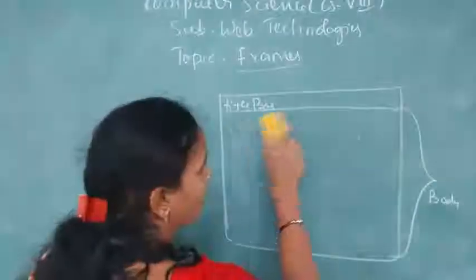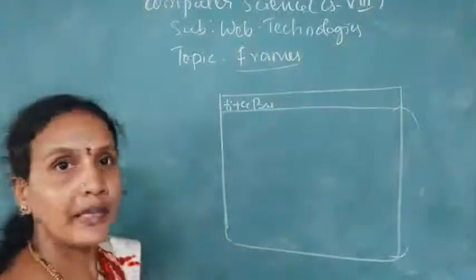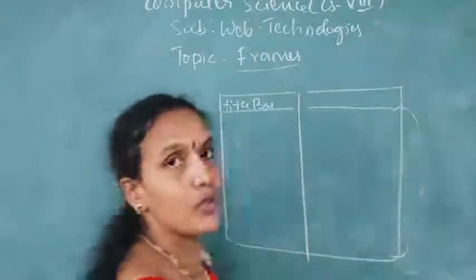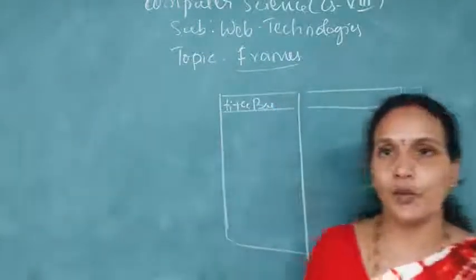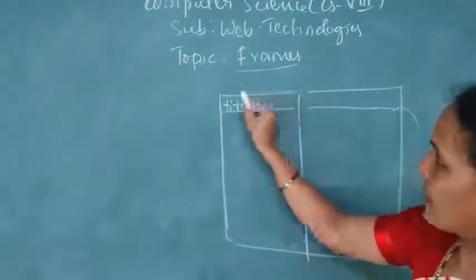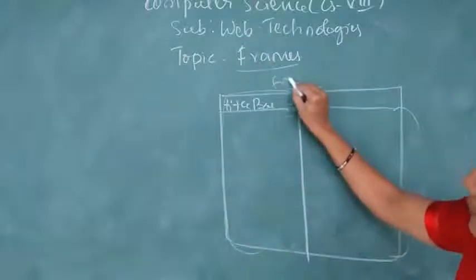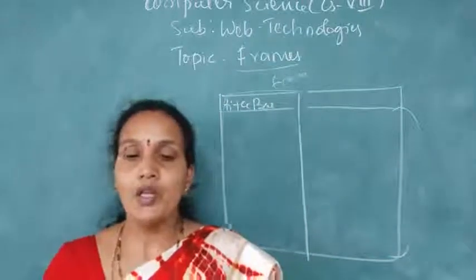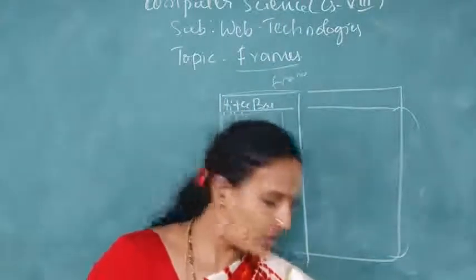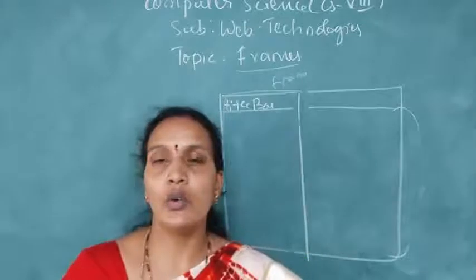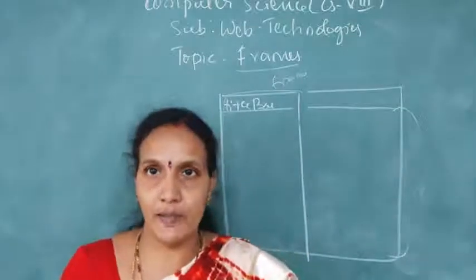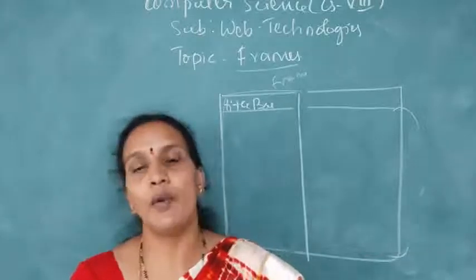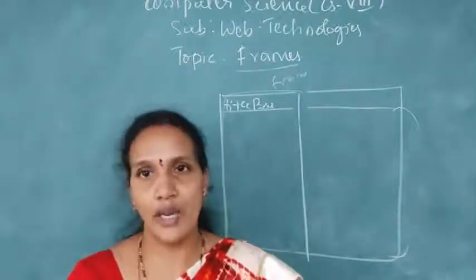Using the frames concept, whatever browser window is there now, that total browser window is divided into parts like this. Each part is used to execute one HTML program, and each part is called a frame. So, using the frames concept, we divide the total browser window into different sections, and that process is called framing. Each section of the browser window is used to execute one HTML program.